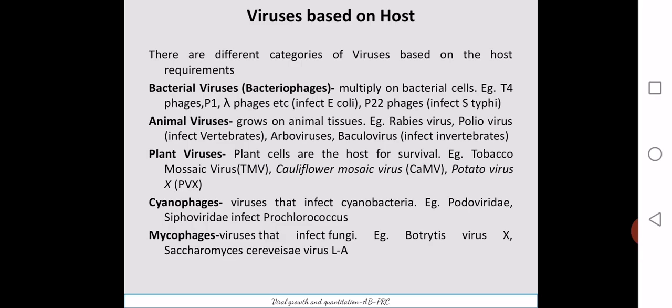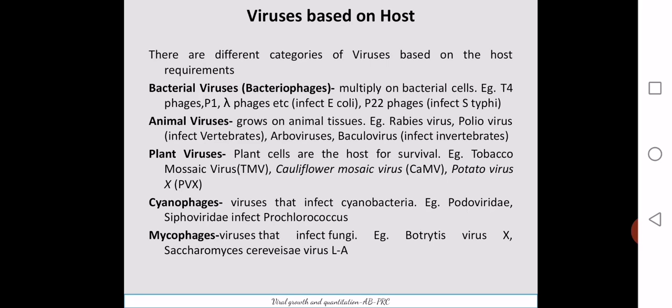And based on host, the viruses are again classified as bacteriophages. When viruses infect a bacteria, that means they require a bacteria for their survival, then such viruses are called bacteriophages or bacterial viruses. We have different examples like T phages, P1, lambda phages. All these are different examples. They infect the bacterial cells.